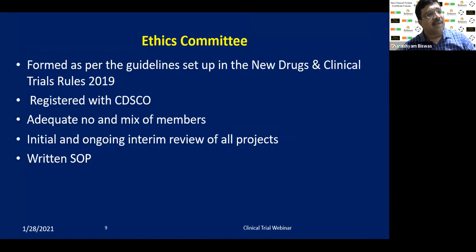So for the ethics committee, we need to know that we need an odd number of members: 7, 9, it can be 11, formed as per the guidelines set up in the New Drugs and Clinical Trials Rules, registered with the CDSCO, with an adequate number and mix of members, initial and ongoing interim review of all projects, and a written SOP.